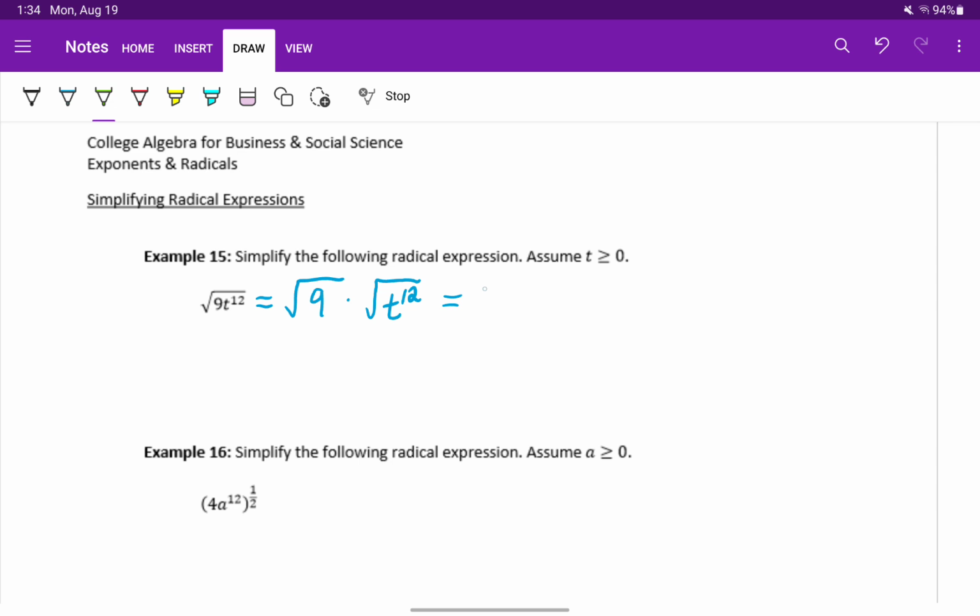The square root of 9 will give us 3, and then we can rewrite the square root of t to the 12th power using exponents as t to the 12th to the 1/2 power. This allows us to see things in terms of our exponent properties, specifically the power-to-power rule, meaning we can rewrite this as 3 times t to the 12th power times 1/2, or t to the 12 times 1/2 power, which will give us a final answer of 3 times t to the 6th power.